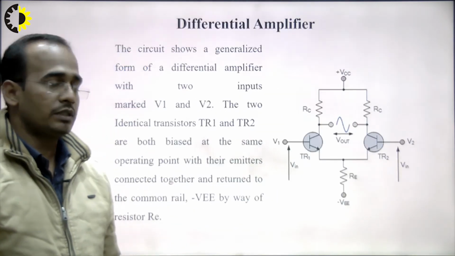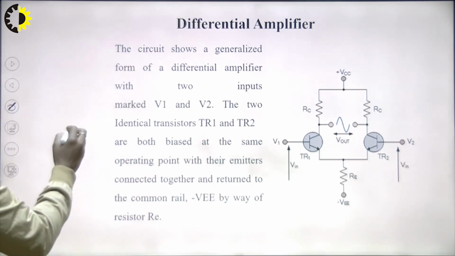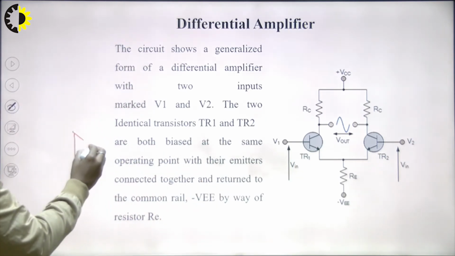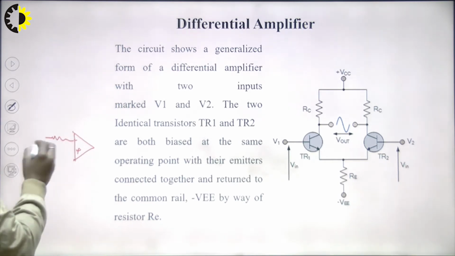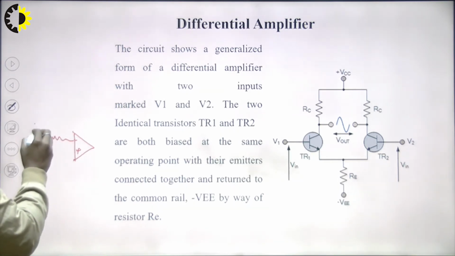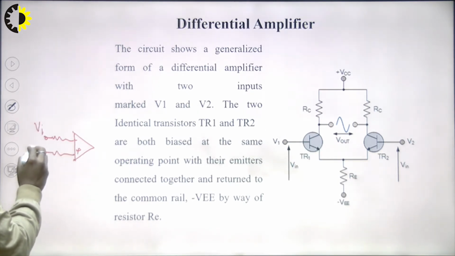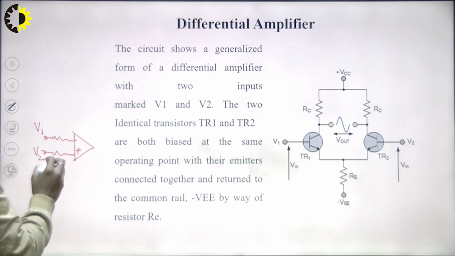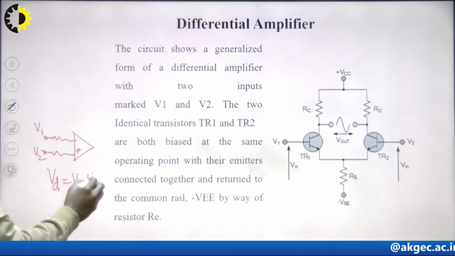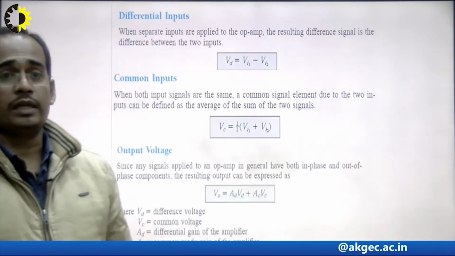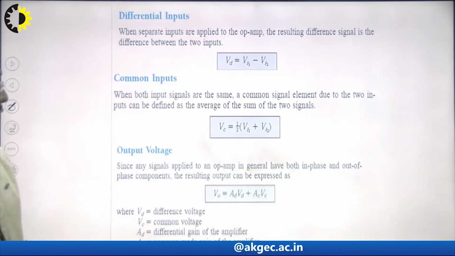For getting the differential input, I am applying inputs V1 and V2. So, what will be the differential input? Differential input Vd is nothing but V2 minus V1. This has been shown in this slide. The differential input will be V2 minus V1, and what will be the common input?